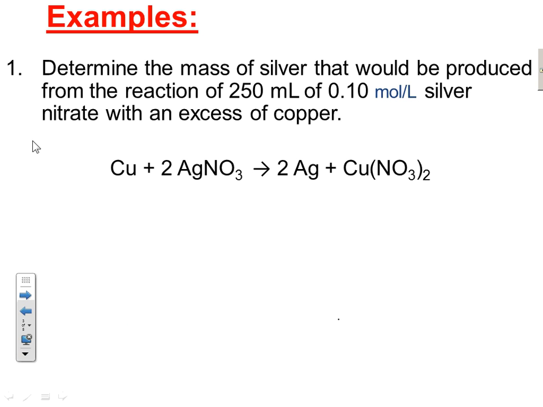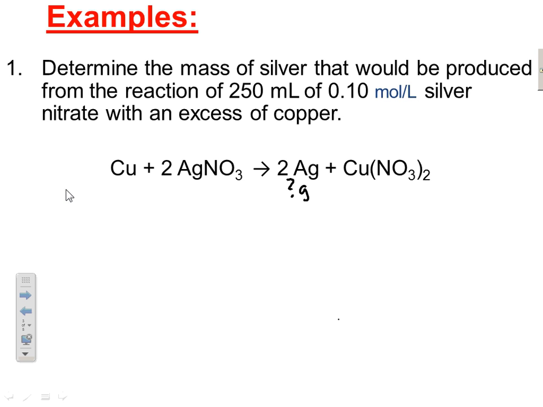Okay, so determine the mass of silver that would be produced from the reaction of 250 milliliters of 0.10 moles per liter silver nitrate solution with an excess of copper. So just as we did before, you're going to write the information that you're given in the appropriate line, and you're also then going to put a question mark for what we're trying to find. Determine the mass of silver. So silver, question mark, grams. We want to find grams of silver. So we put it in the grams line.